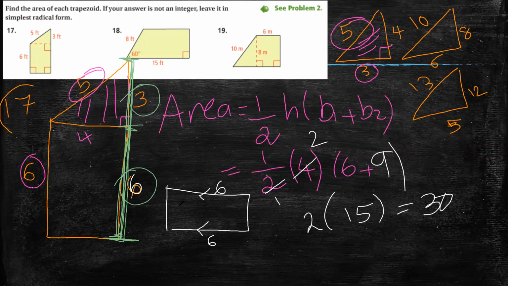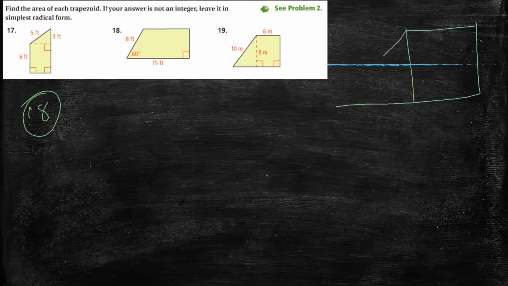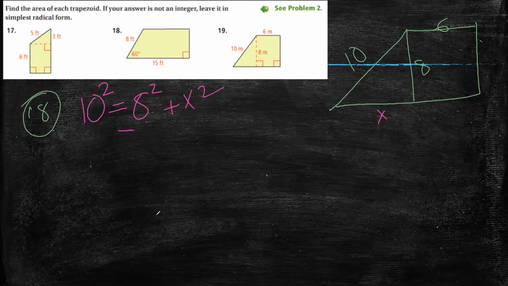Okay, you're welcome. Now let's see number 18. In number 18 here, we have 10, 8, 6. We have now to find the area of the trapezoid. If we have here 8, you can use the triangles that I gave you before, or you can use the Pythagorean theorem. Let's name it x. I need now to find x. To find x here, I said 10 squared is equal to 8 squared plus x squared. Then after that, you will find that x is equal to 6.